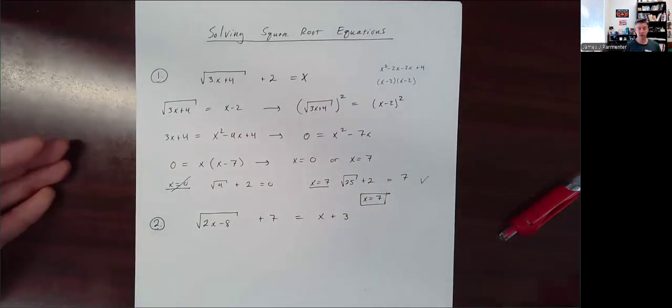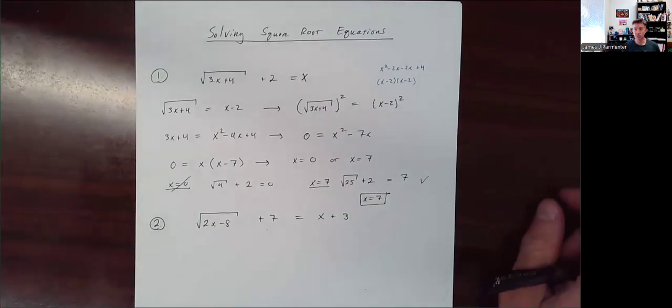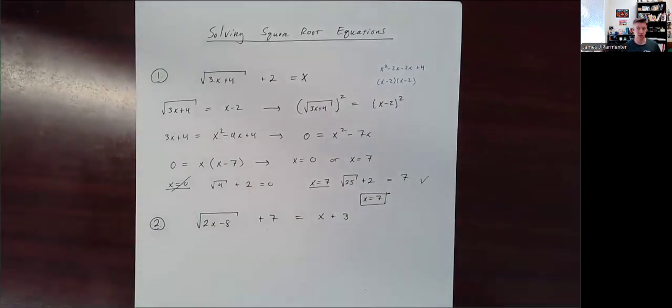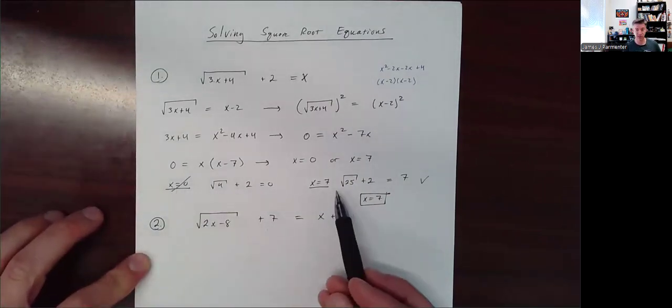And you always have to check all the solutions every time for a square root equation like this, because all the solutions can be correct, or some of them could be correct, or none of them could be correct. There could be more than two, but usually there's two. So knowing that x equals 0 wasn't a solution, we still had to check x equals 7.